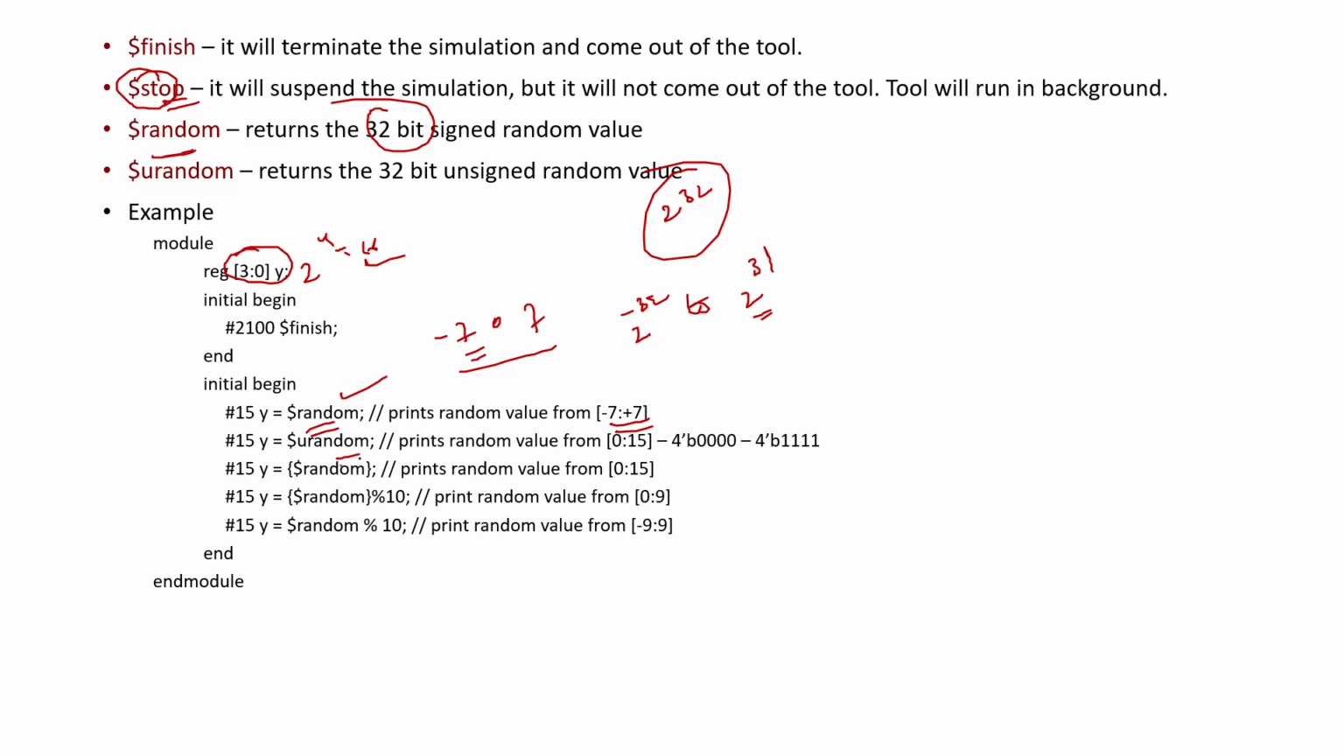Okay, $urandom means unsigned variables. So here 4 bits I am taking, 2 power 4 is 16, which means 0 to 15 values. All the values are generated randomly in between 0 to 15. So that is the $random and $urandom representation in your Verilog course.